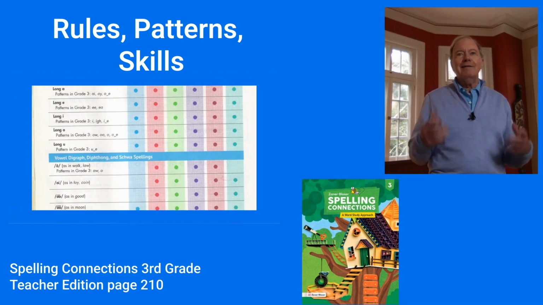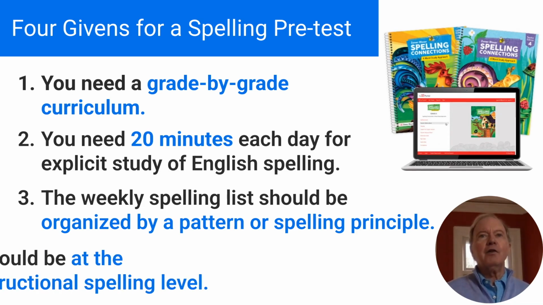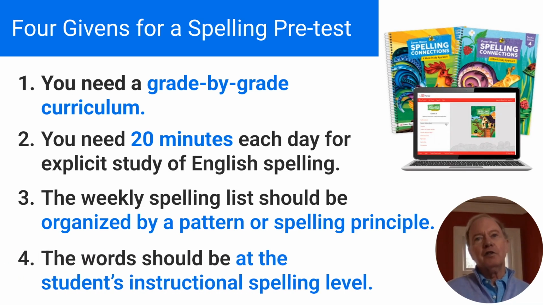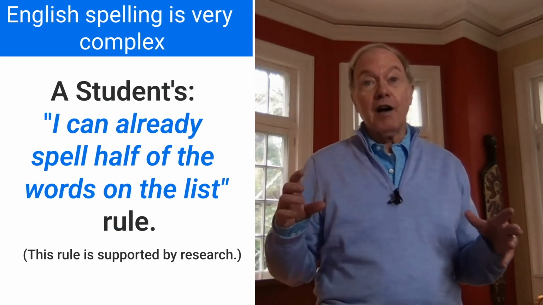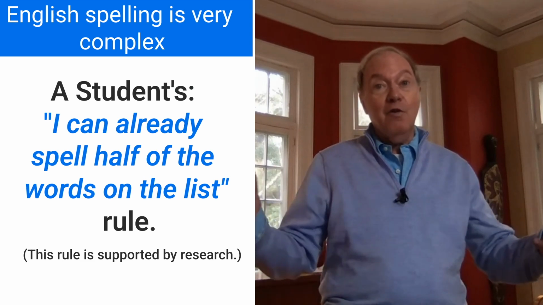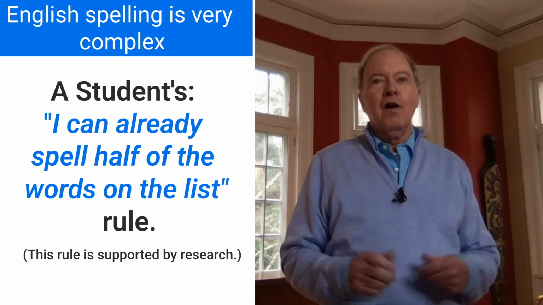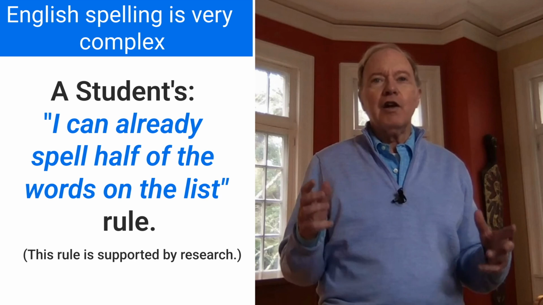And the 4th given requires that the words used in the spelling pretest should be at the student's instructional spelling level, the level where they can already spell about half of the pretest words correctly in a traditional 20-word weekly list. A student's "I can already spell half of the words on the list" rule ensures that the list is not too hard, not too easy, but just right.